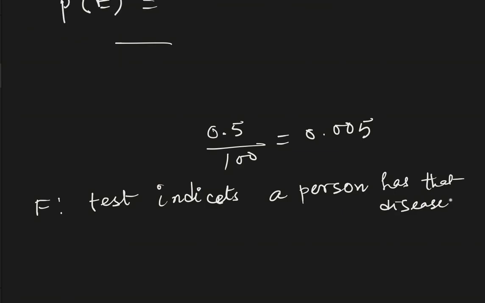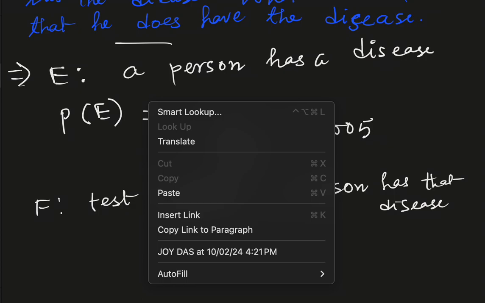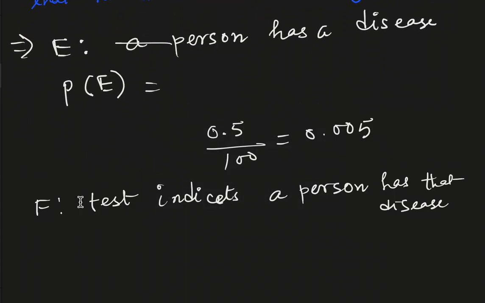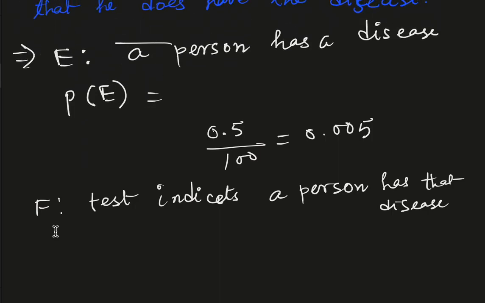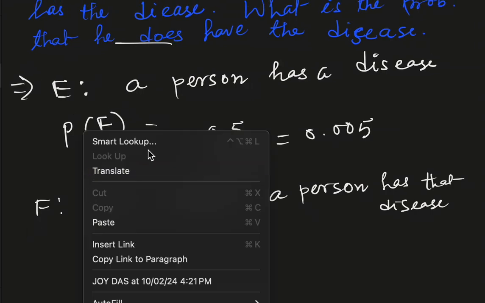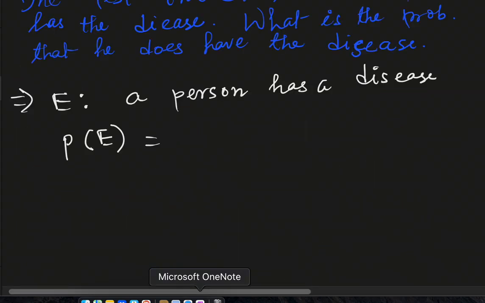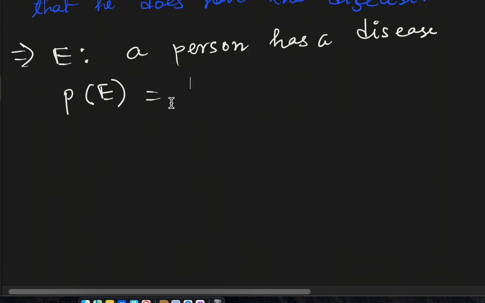Okay, now what is the problem? Some problem is going on, so let me reopen it. Okay, so the problem is there. So PE is that the person has the disease, so PE is 0.5 by 100, so that is 0.005.